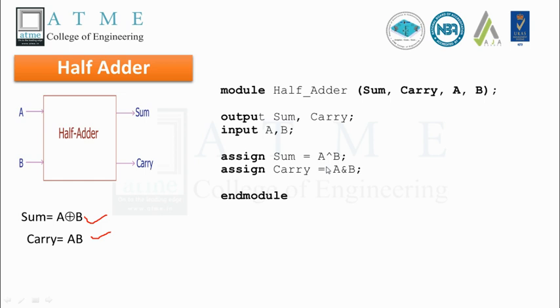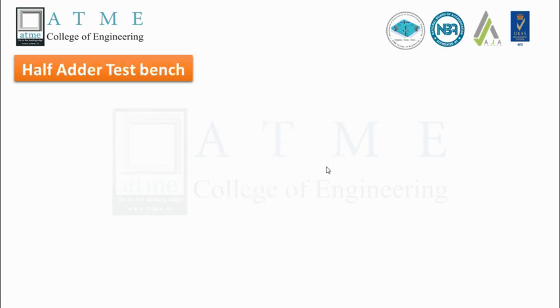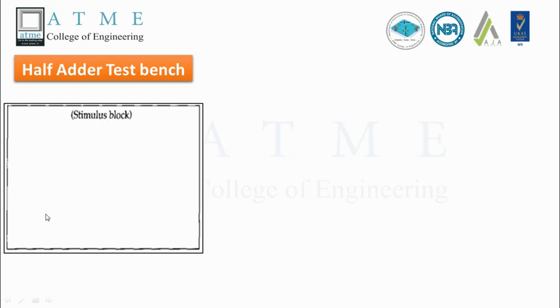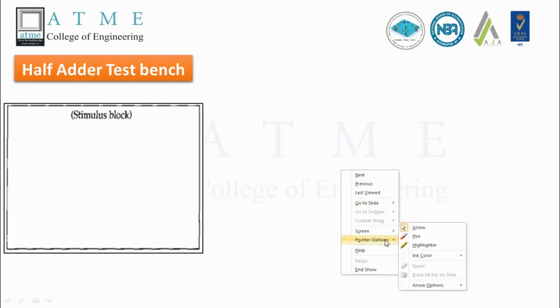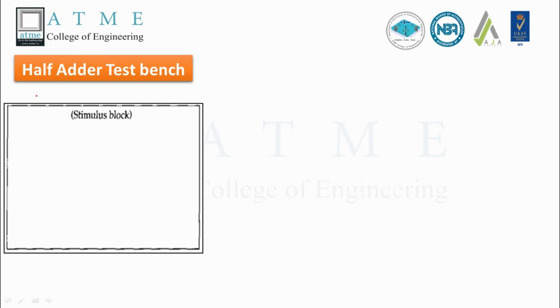Now we will write a test bench for half adder. The test bench is again a Verilog module, which generates the necessary inputs for the design under verification. Here, in this case, it generates the inputs for half adder, and the response will be recorded. Let us consider the stimulus block as the main module in this approach. This stimulus block will be referred to as the main module.